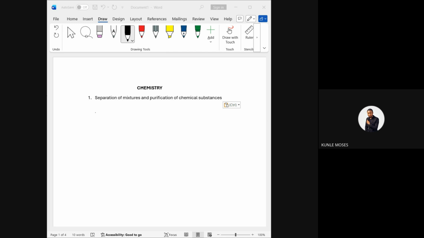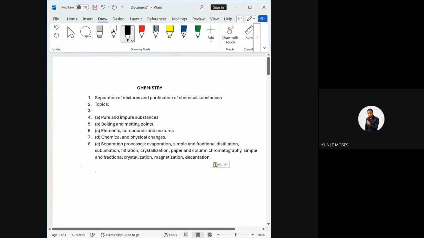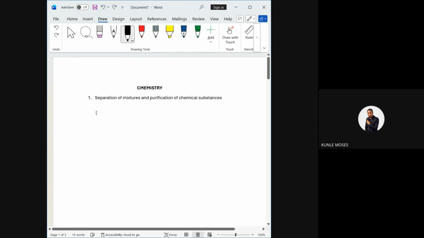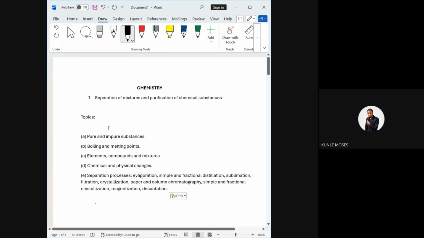But we have some subtopics. Let me try and type it out. These are the topics that we are going to check together under separation of mixtures and purification of substance. I want you to write down these topics. So write down these topics. These are the topics we are going to check for today.